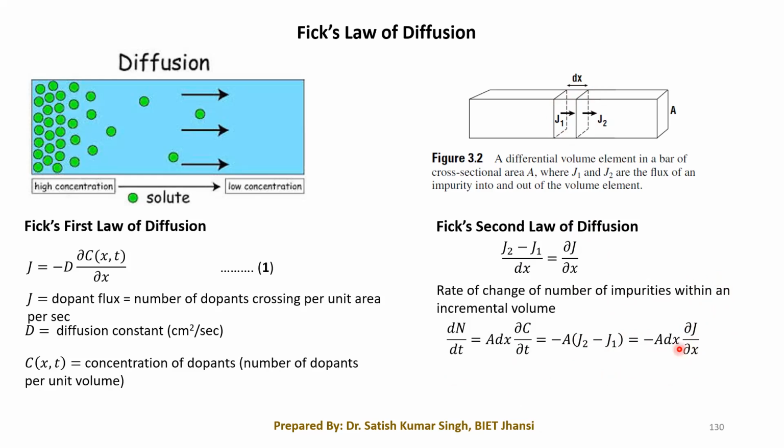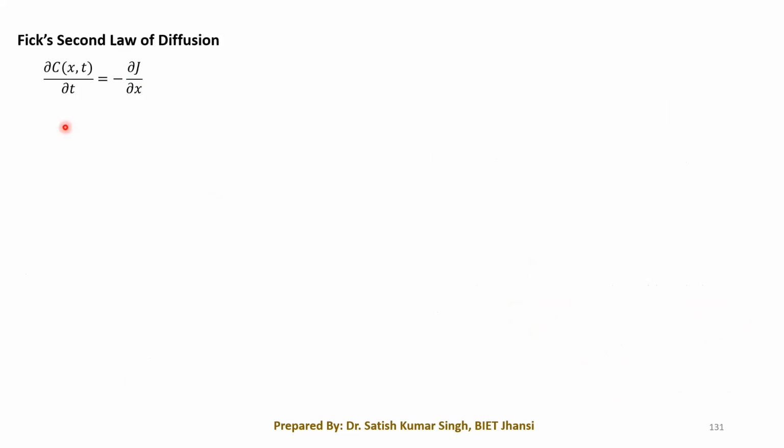From this equation itself, we can equate this term to this term, and the dx will cancel out. We get an equation reflecting dou C(x,t) upon dou t equals dou J upon dou x. Here it denotes the change of concentration in both space and time, because here it changes with time, and here the equation changes with respect to x. So we get dou C(x,t) upon dou t equals minus dou J upon dou x.